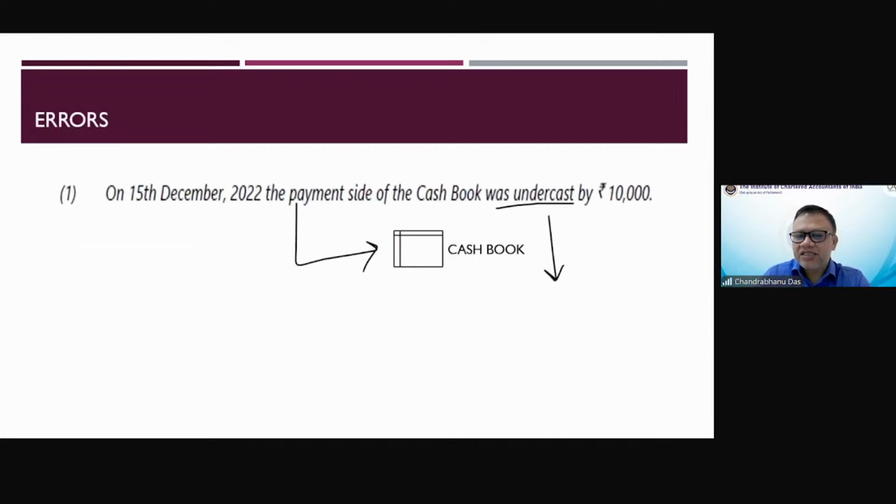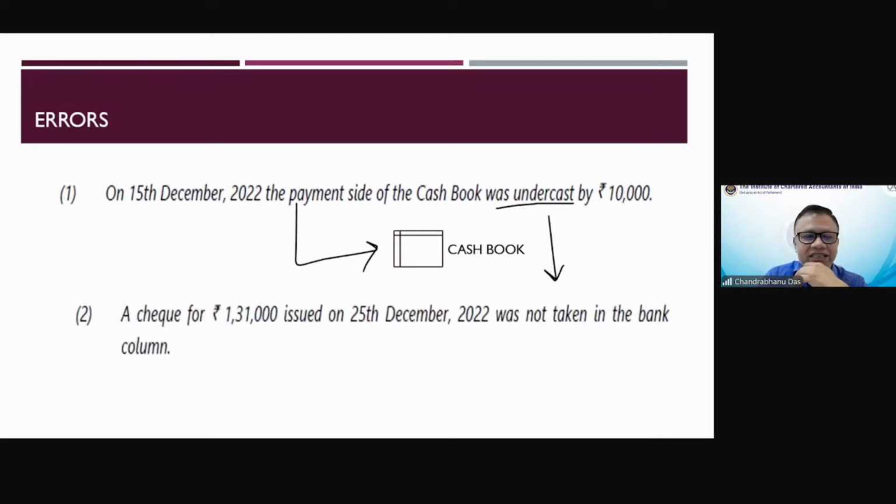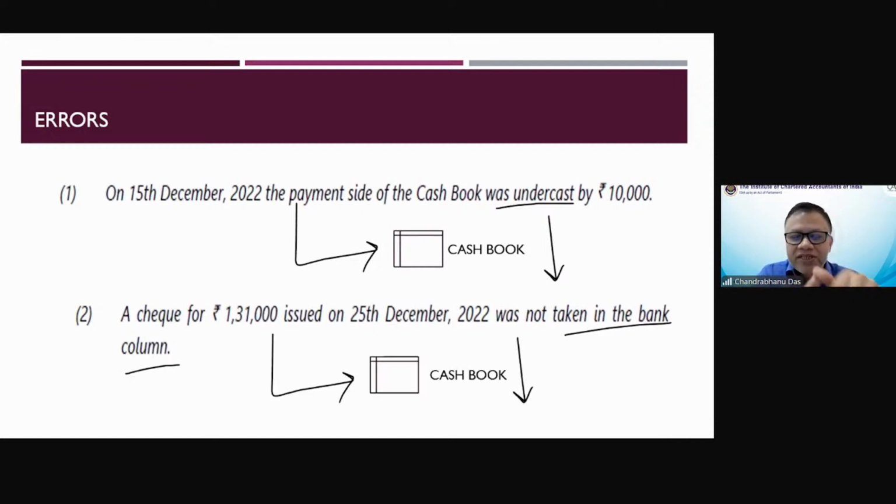Under the cash payment side, if you see the first error, now we're finding the errors, so that we can prepare the BRS. The payment side was undercast by 10,000, meaning the cash book has decreased by 10,000. The second error, the cashier committed: 1,31,000 was not taken in the bank statement, meaning it is an error. If it is, then the cash book will decrease.